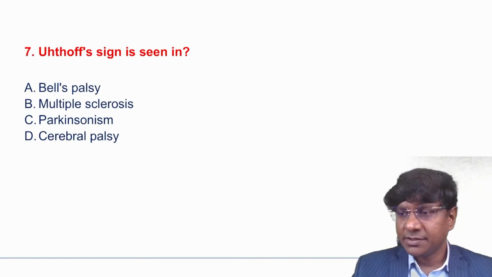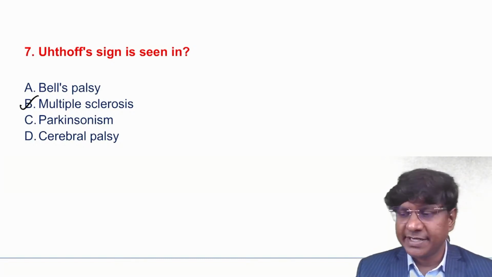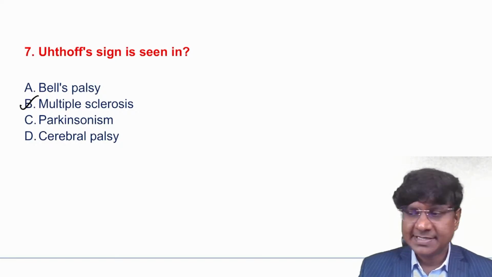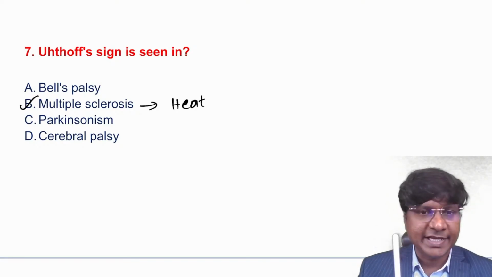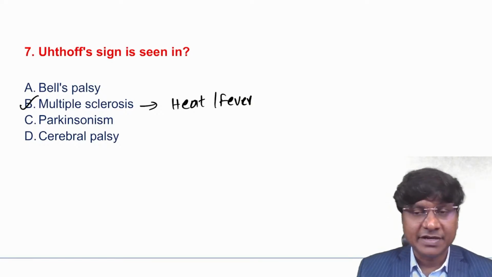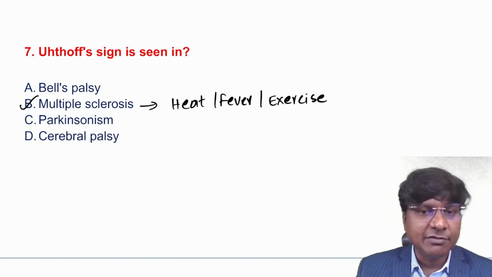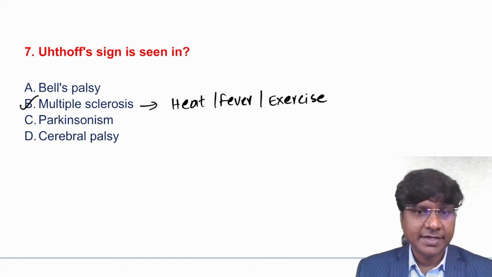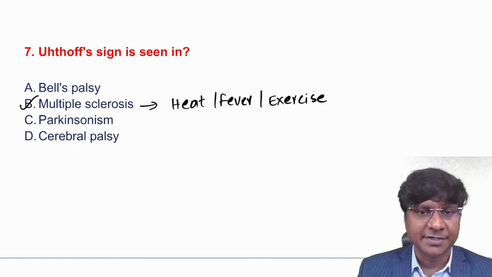Right. So Uthoff sign, good. It is present in case of multiple sclerosis, right? And what is this Uthoff sign or Uthoff's phenomenon? Whenever these patients with multiple sclerosis are exposed to heat, or whenever they develop fever, or when these individuals do exercise, what happens to these symptoms? There will be worsening of the symptoms, right? You will notice that there is worsening of the symptoms. That is your Uthoff's phenomenon.